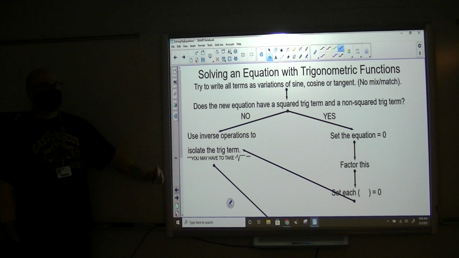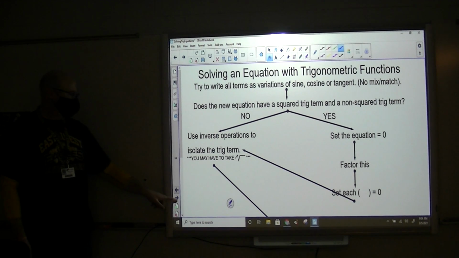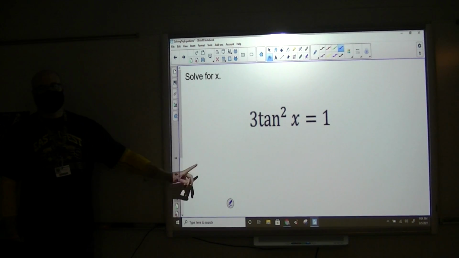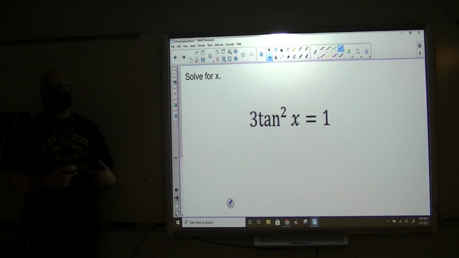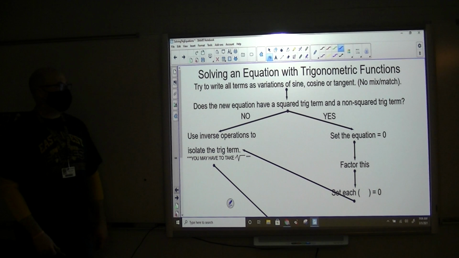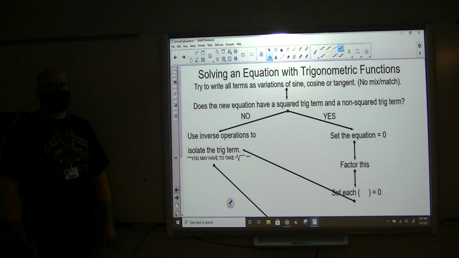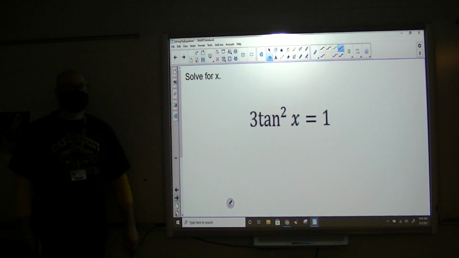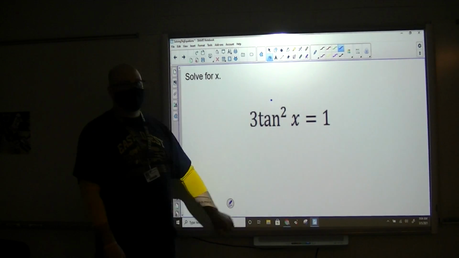Write all terms as variations of sine, cosine, or tangent. We have tangent, and no cosines or sines to go along with it, so we're good. Does the new equation have a squared trig term and a non-squared trig term? No. It has just the squared tangent.